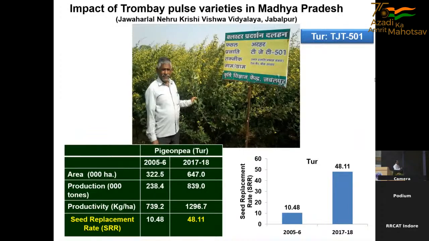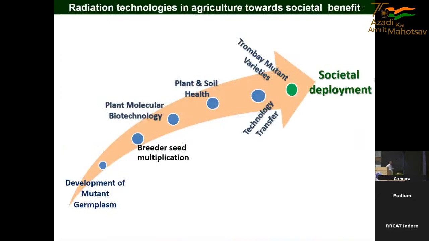And to conclude, our research has a deep agriculture focus, from mutant germplasm development and molecular markers to developing technologies for plant and soil health, ultimately leading to societal development. This is how we are working.